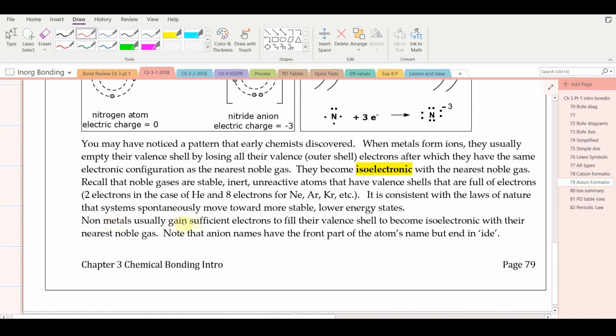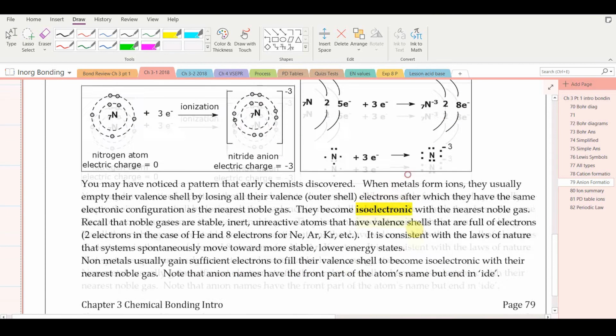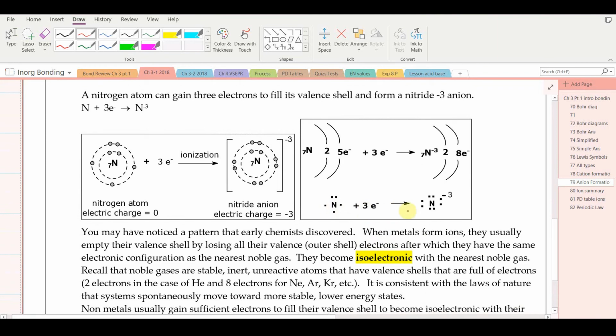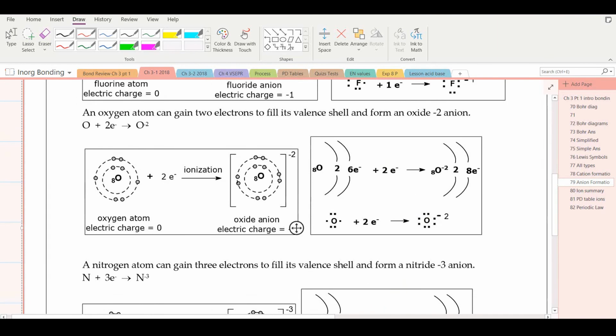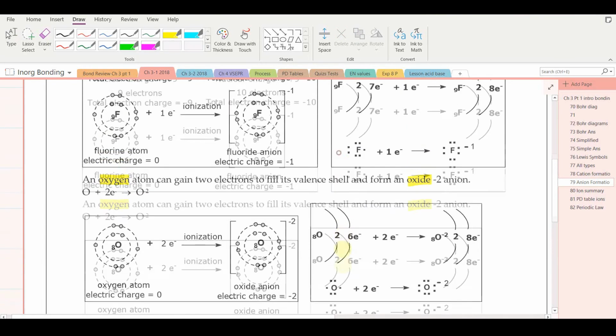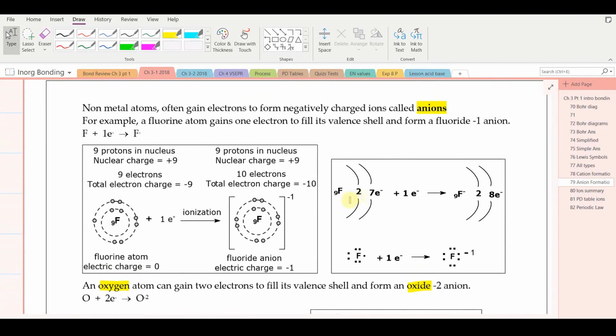Nonmetals usually gain sufficient electrons to fill their valence shells to become isoelectronic with the nearest noble gas. And note again that the anion names have the front part of the atom's name but end in "ide." So this is nitrogen and this is nitride. Oxygen, oxide. Right? And this is fluorine, and then the anion is fluoride. So we add the IDE ending to it.